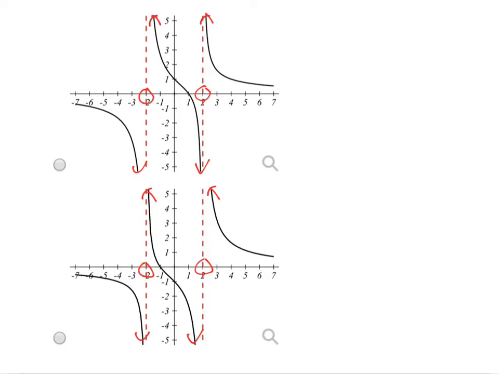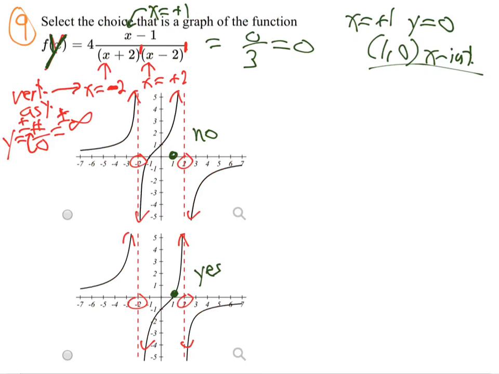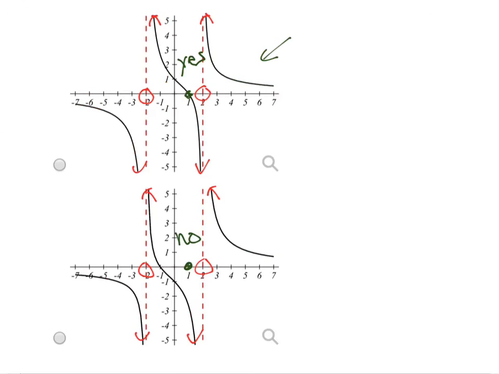How about on the back? Over 1 up 0? Yes. Over 1 up 0, no. Okay, we've eliminated 2 of them. We're down to 2 more. We have 2 more to go. It's either this one or it's this one. How do we know which one it is?